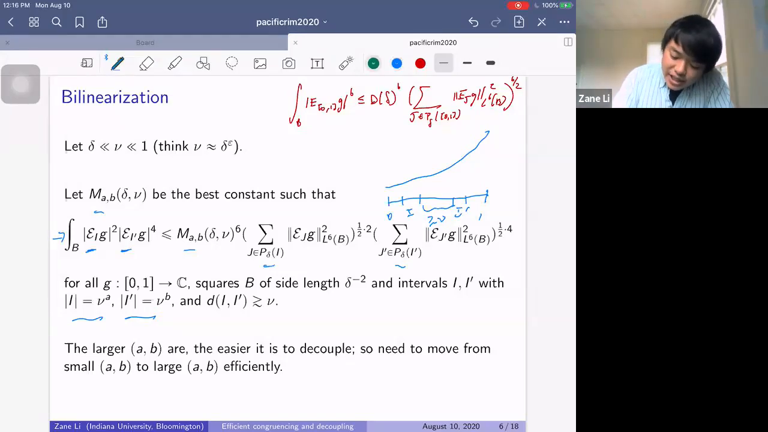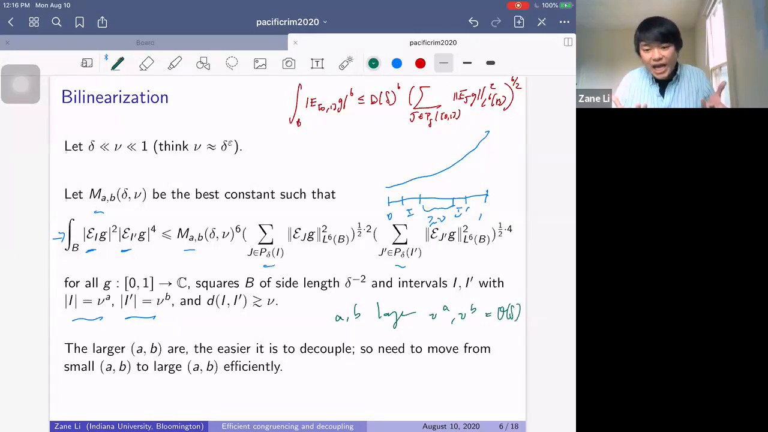I should point out this M_AB object. Let's imagine A and B are so large that nu to the A and nu to the B are of size big O of delta. Then what would M_AB measure? If nu to the A and nu to the B are so large that they're like 5 delta and 10 delta size intervals, then I can just use the triangle inequality, and in that case, for those large A and B, M_AB would be of size 1. So the game is to start from small A and B, which corresponds to large intervals, and I want to decouple them. And I want to move from small AB to large AB, which corresponds to small intervals. So the whole game will be to climb from small AB to large AB, and we're going to climb that like a ladder.